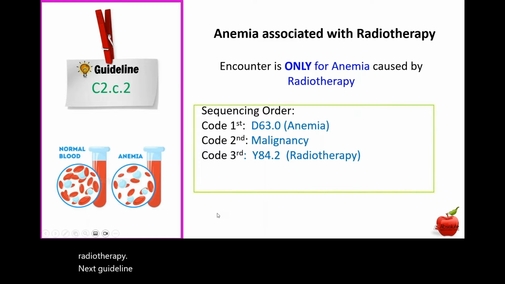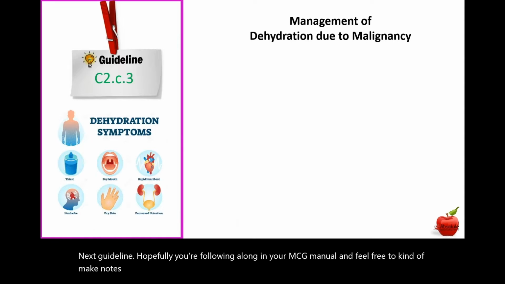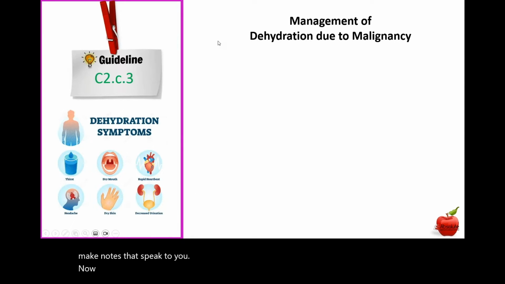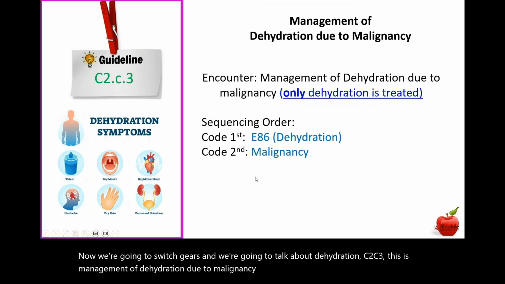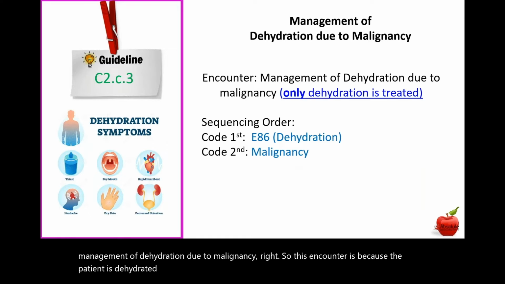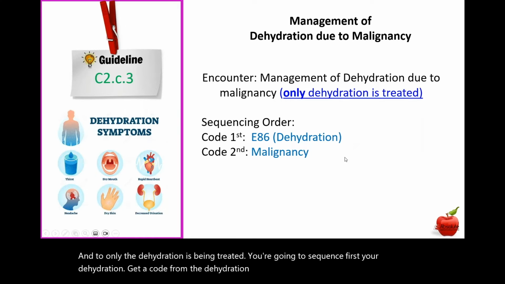Next guideline, hopefully you're following along in your MCG manual, and feel free to make notes that speak to you. Now we're going to switch gears to dehydration, C2.C3. This is management of dehydration due to malignancy. So if this encounter is because the patient is dehydrated and only the dehydration is being treated, you're going to sequence first your dehydration, get a code from the dehydration category, and then second, your malignancy.